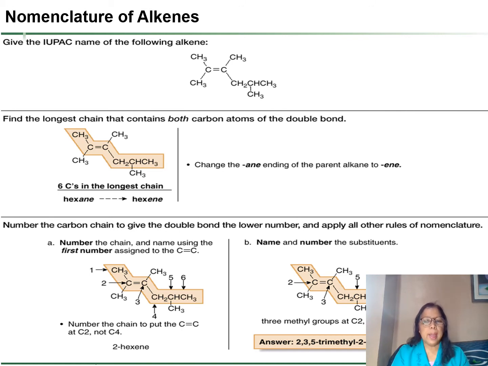Now, next, we observe that we have methyl here, we have methyl, we have methyl. So all is methyl, and there are 3 methyl. So where are the 3 methyl? They are found in the second carbon. So 2, 3, 5, trimethyl, 2, hexene.